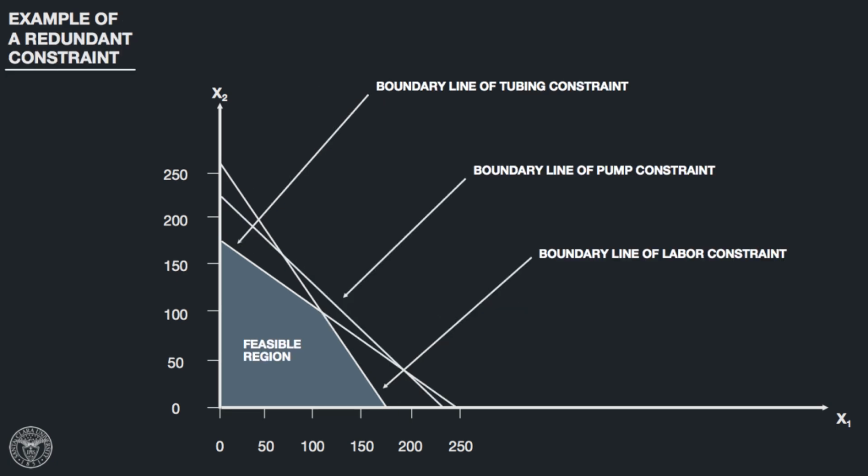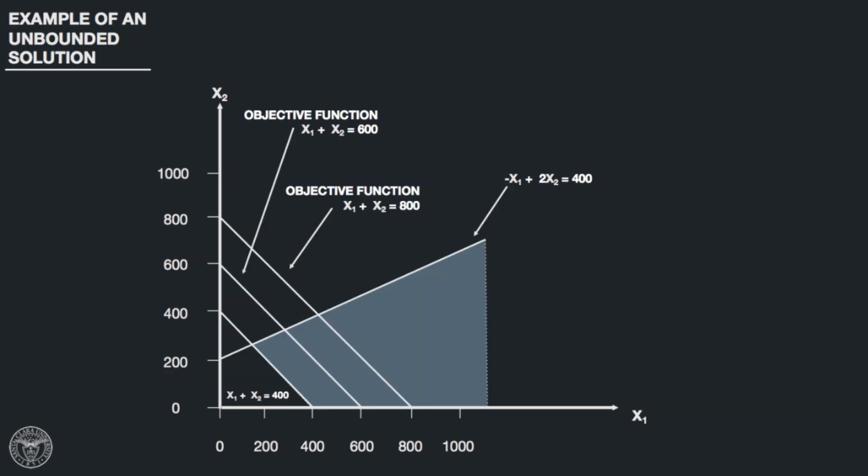The second case is redundant constraints. In this case, as we can see, the pump constraint, as we single out over here, will not touch any of the feasible area. So the pump constraint actually does not define our feasible area and becomes redundant for the entire problem. So once we solve for the optimal solution, we do not need to consider the pump constraint.